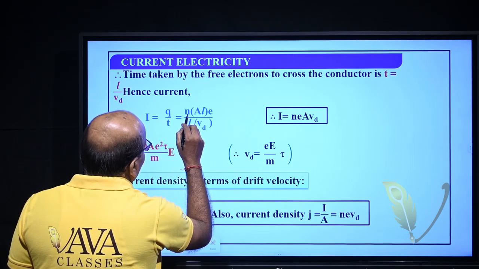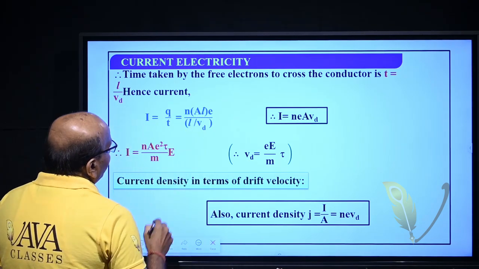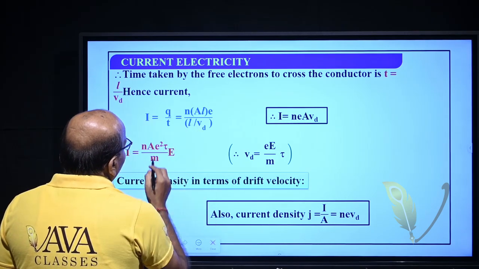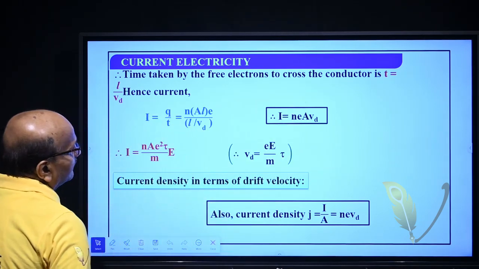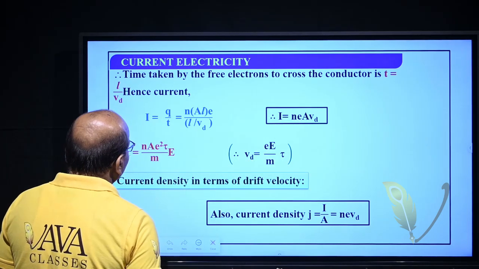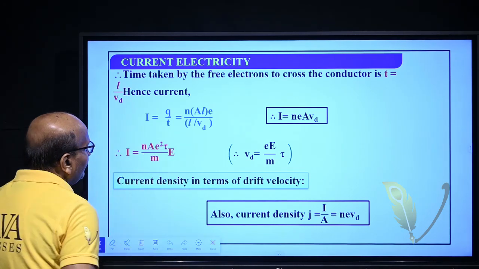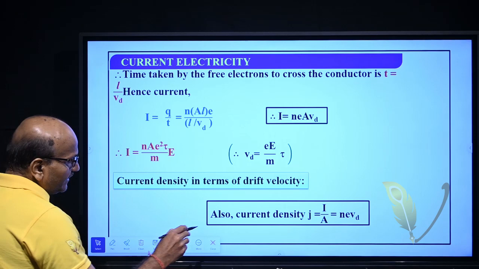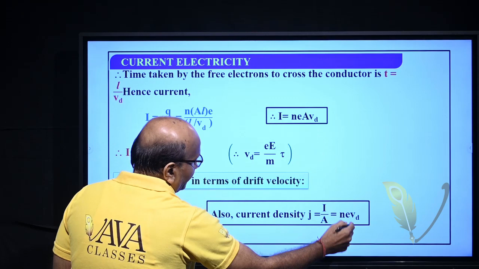So Q is equal to N A L into E, and time is L by Vd. Then L cancels, and it becomes I is equal to NEA Vd. We already know Vd is equal to E by m into tau. Then we can write current is equal to NA square tau by m into E, in terms of electric field. So now current density is equal to current per unit area is equal to NEVd.